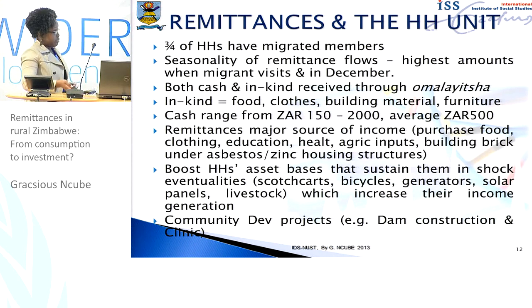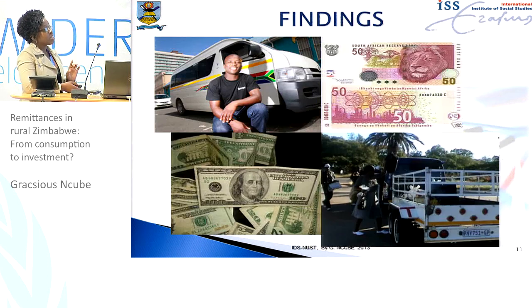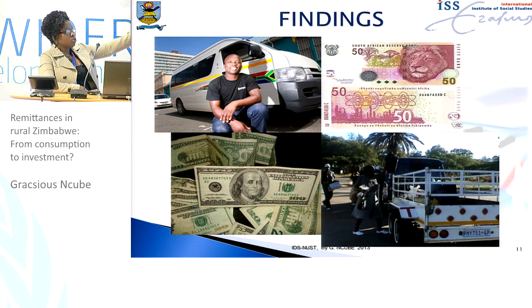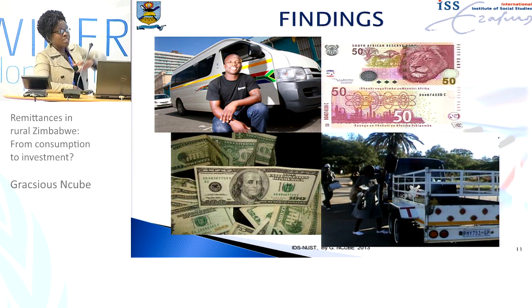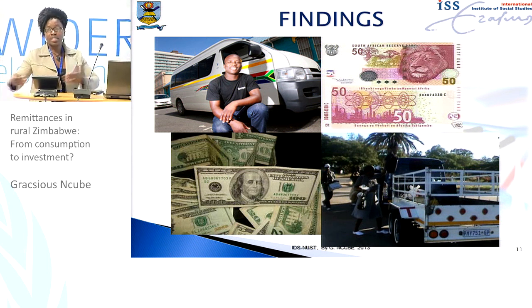Now, in this particular village, three quarters of households have migrated members. They have people migrated and mainly moving to South Africa. And there is seasonality in terms of remittance flows, with highest income amounts coming when migrants themselves visit, and basically in December, which is the Christmas period. And there is a high incidence of both cash and in-kind remittances, which are received through Omalaicha. This is the native name used for these guys, which means basically those who carry. So they carry things from South Africa to the destination in Zimbabwe.